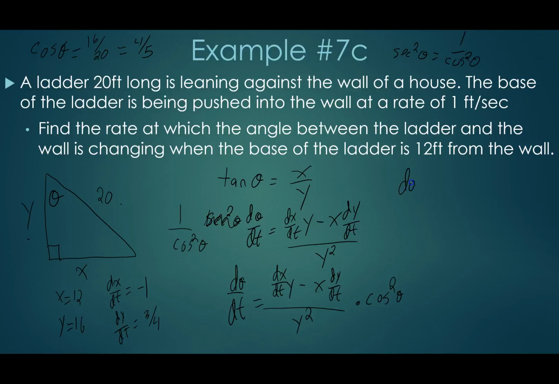So, our change in angle will be dx dt negative 1 times y 16 minus x 12 times dy dt 3/4, all divided by 16 squared, times 4 squared over 5 squared. When you work the whole thing out, you will find that d theta dt will come out to be a negative 5/4. In the units, since we're talking about angles, radians per second.